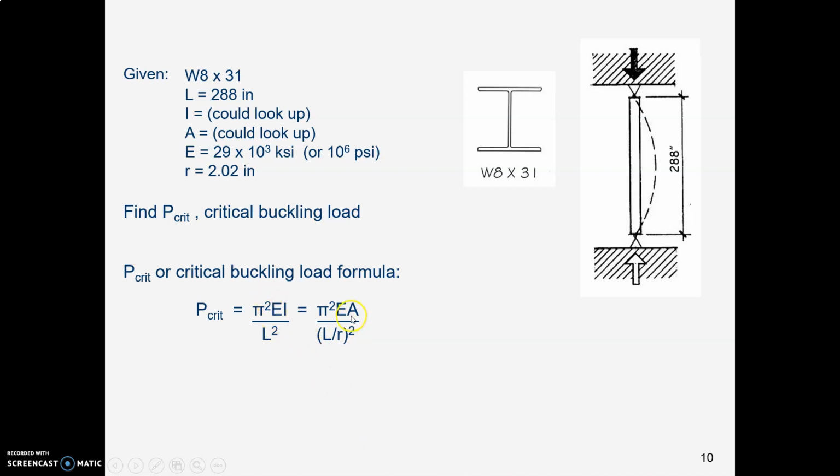So we got 2 different versions of formula here. In either version, we're going to have to look something up. In the first version, we'll have to look up moment of inertia. In the second version, we'll have to look up area. But I notice that the second version is just slightly more complicated than the first one, because you've got a fraction in the denominator. So I would vote for using the first version of the P crit formula, this one here, to keep it a little bit simpler. So that means we need to look up moment of inertia.